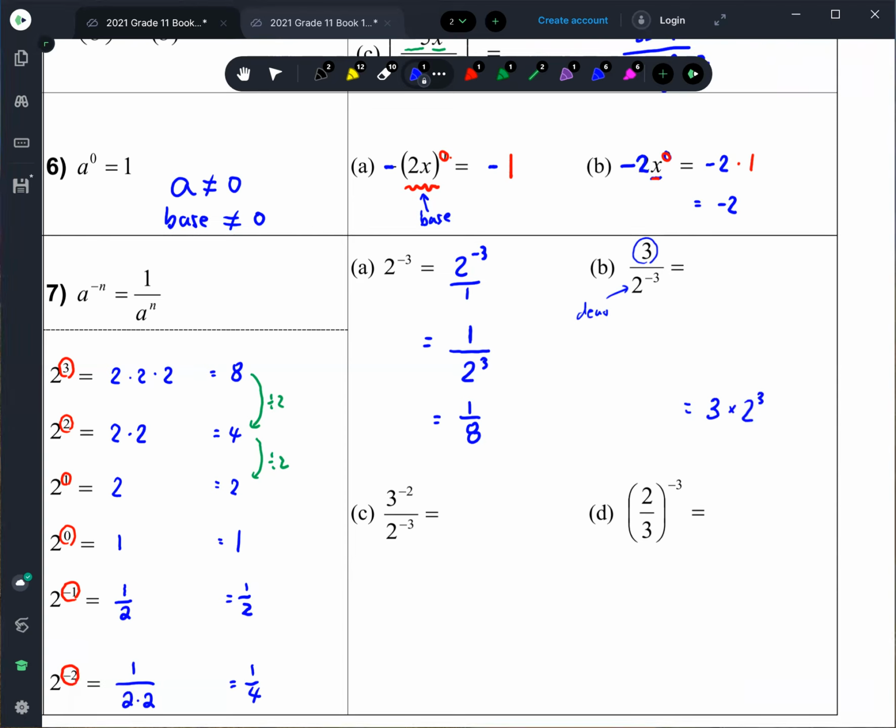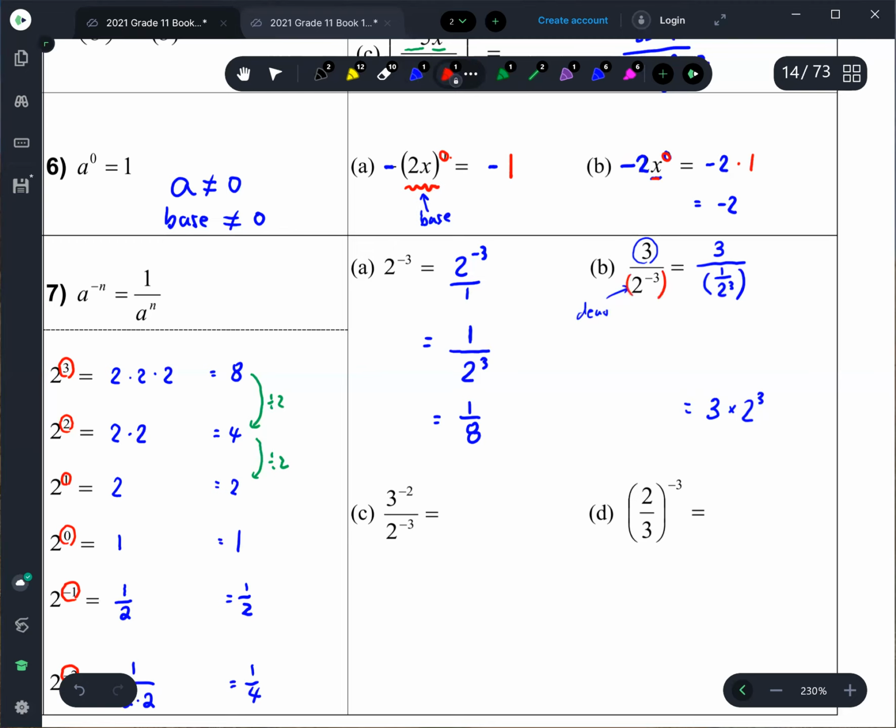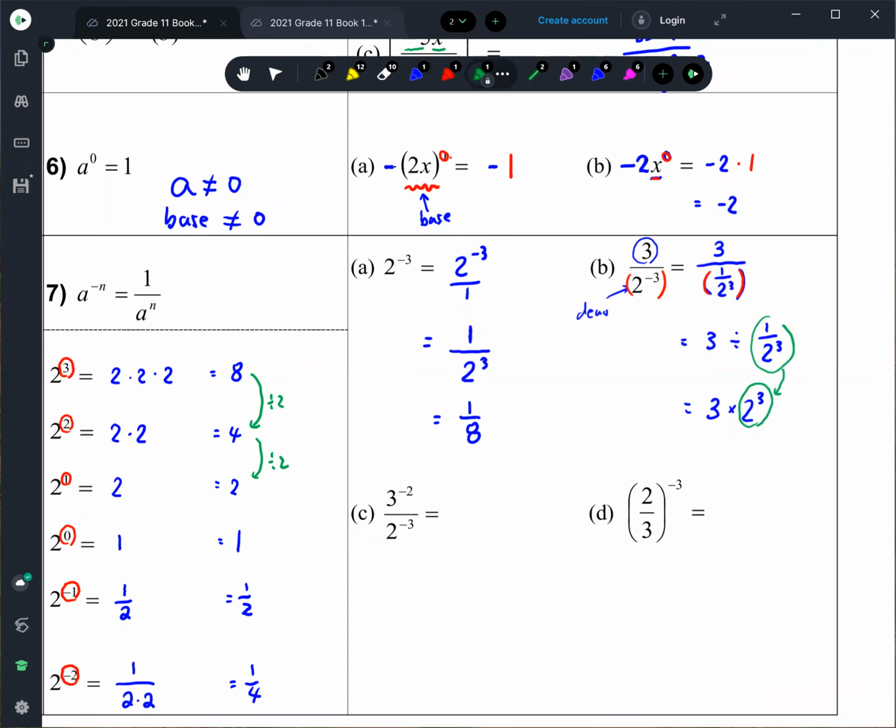Okay, but if you want to do it slowly, you could use what you got before, 3 over 1 over 2 to the 3. Okay, this part is this part. This is from question A, 2 to the negative 3. And then this is the same as dividing by 1 over 2 to the 3. When you divide by a fraction, you need to flip it, right? Flip the second one. This one need to flip. Okay. So that's why it turns into that.